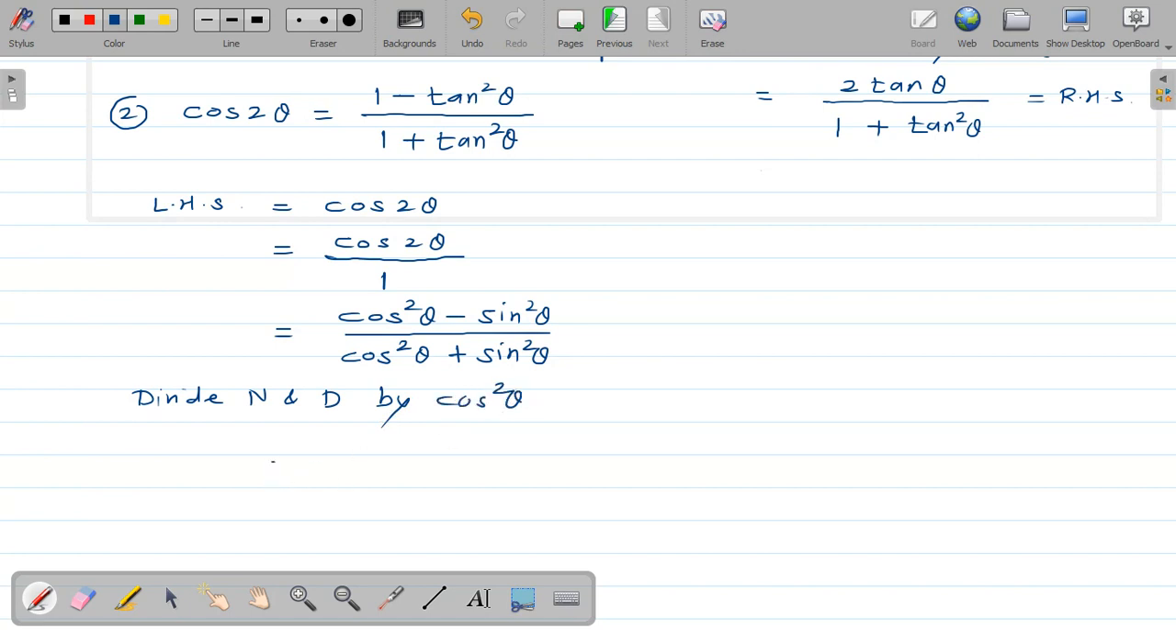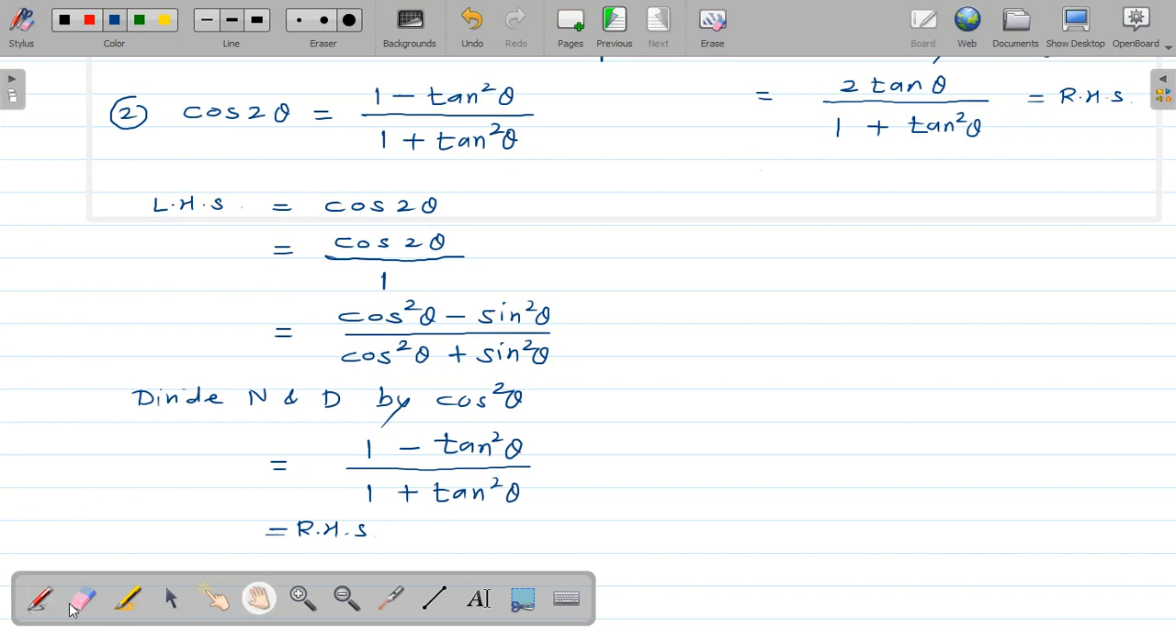See here, just observe carefully, then you will get (1 minus tan square theta) upon (1 plus tan square theta). So this is nothing but your RHS. This is the additional double angle formula for the cos ratio: cos 2 theta is equal to (1 minus tan square theta) upon (1 plus tan square theta).